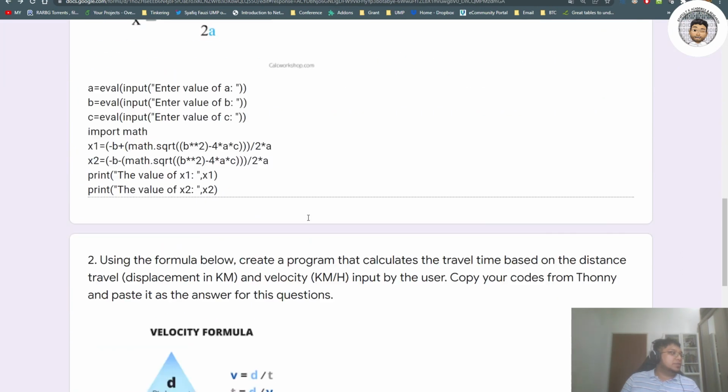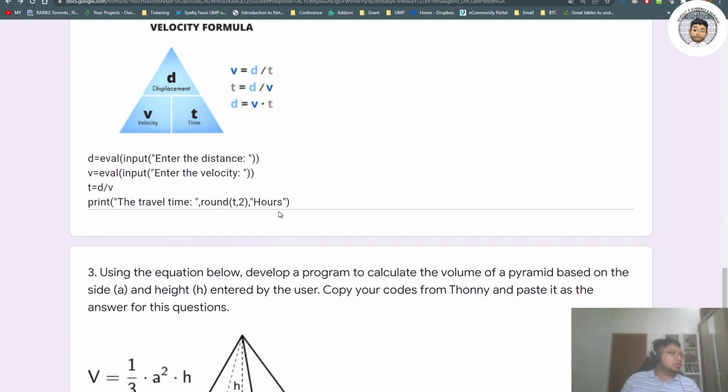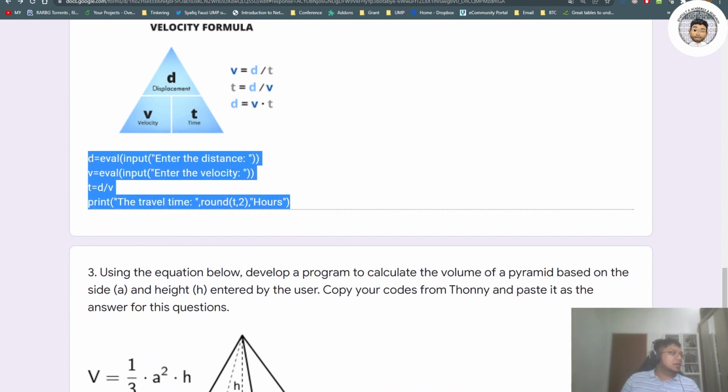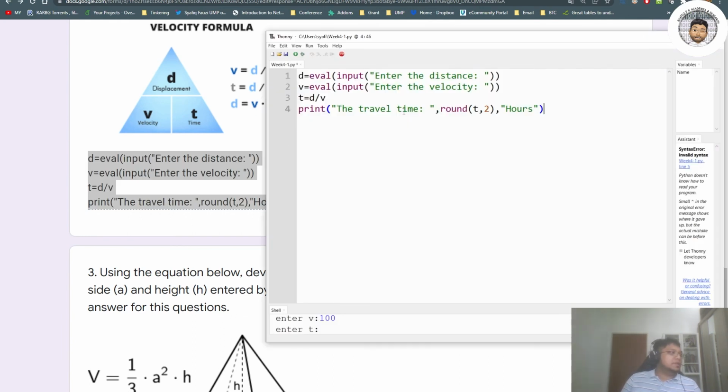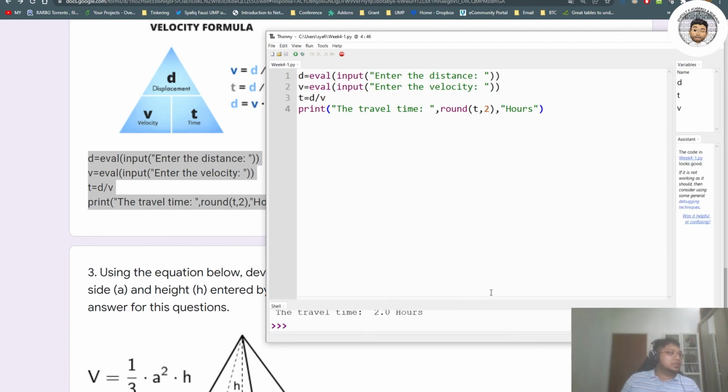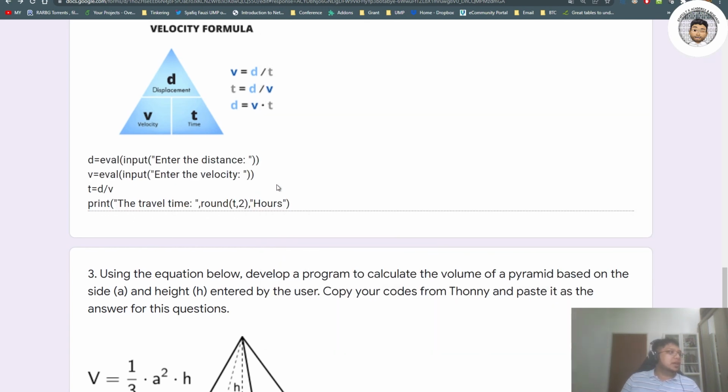Okay, Ashraf Azman. So let's take a look at his equation. Also, I think okay, good. Okay, let's take a look. Okay, this is Ashraf. Okay, so let's run it. Enter distance 200. Enter the velocity 100, and you got the travel time 2 hours. Okay, so this one is a correct one lah.